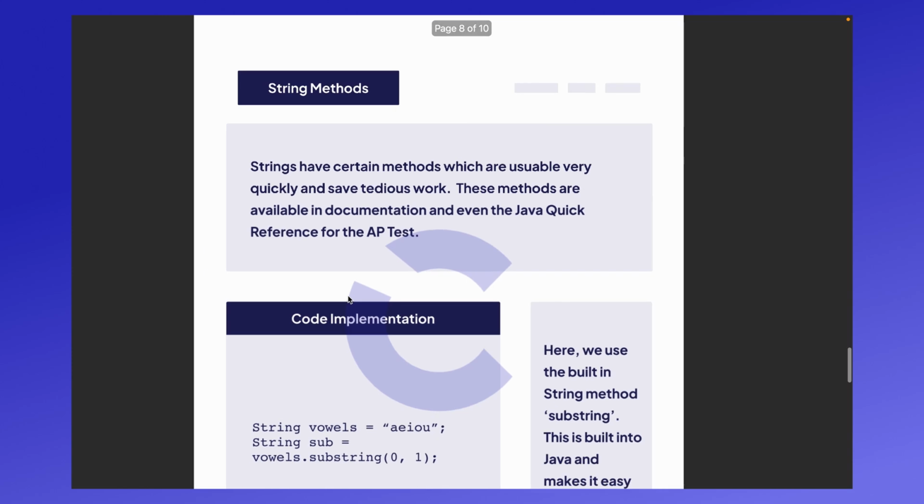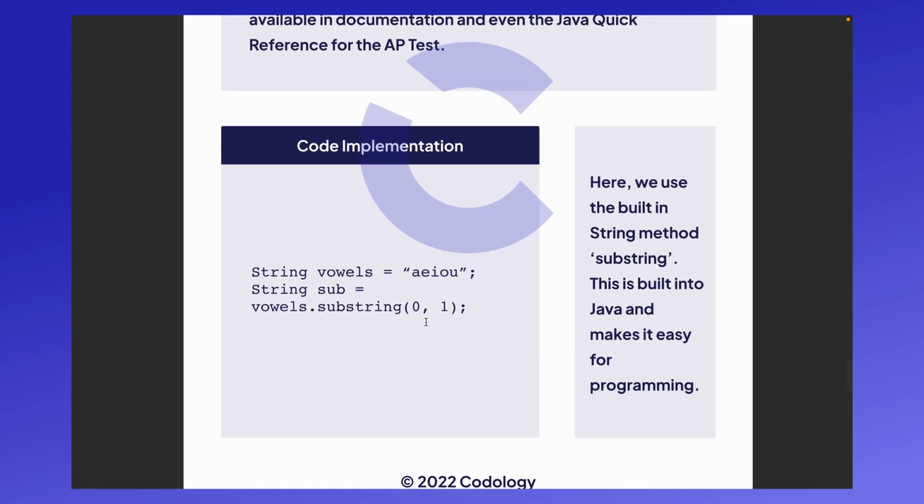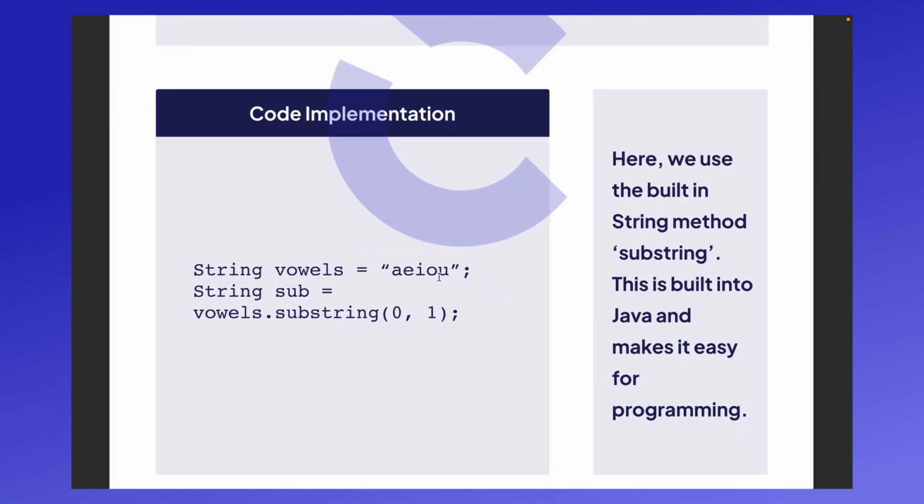Okay, so string methods. The AP test will have a Java quick reference, so you'll always be able to see all of the methods for String. So here we have AEIOU, and then a new string that takes this vowels object, and then it'll take the substring from 0 to 1. So basically, it'll go 0, 1, 2, 3, 4, so for 0 to 1 it'll only take A. This last value, it never includes. So if it was 0 to 3, it'd go 0, 1, 2, but not 3. So 0 to 3 would be AEI.